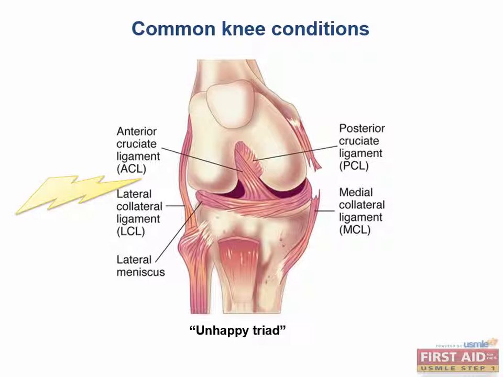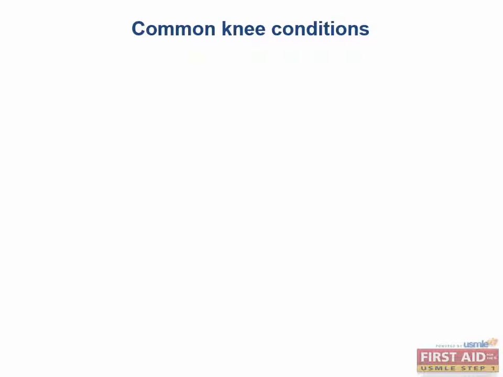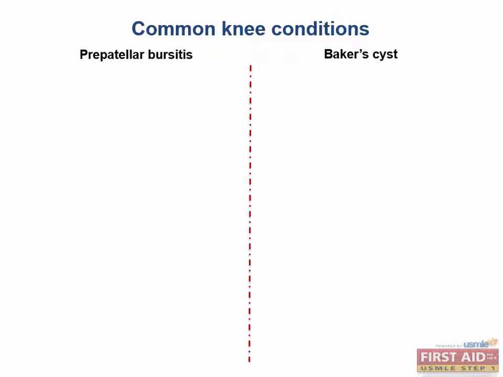I keep this all straight by remembering that an unhappy triad injury makes you lame. You can think of it this way: LA for lateral and ME for meniscus, or L for lateral meniscus, A for ACL, and the M is for MCL. A lateral knee injury in a contact sport is probably the most common way that this is presented in question stems. The next 2 common knee conditions are prepatellar bursitis and the Baker's cyst, which we will tackle together.